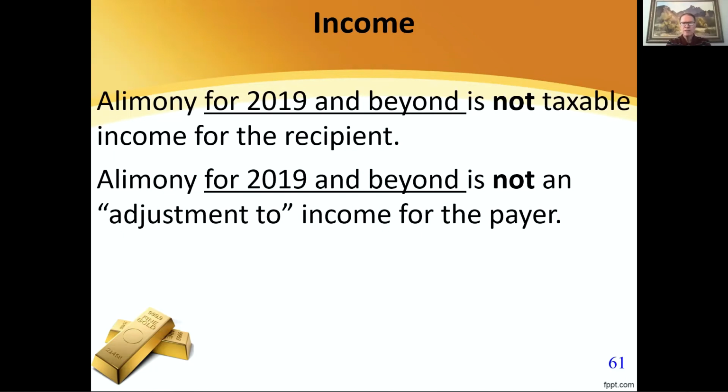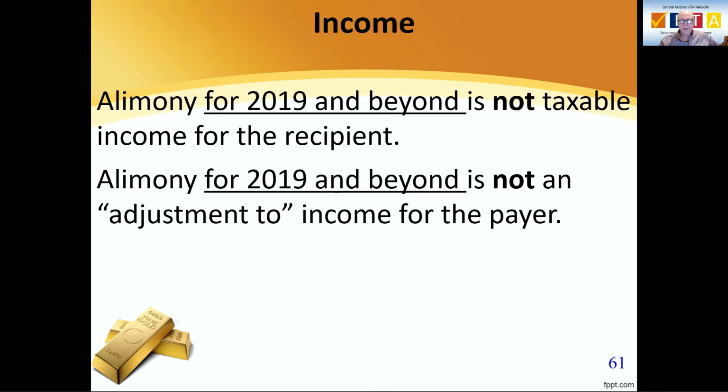For 2019 and beyond, alimony is no longer taxable income. We don't even count it. We don't put it any place. And alimony for 2019 and beyond is not an adjustment to income. In other words, if someone comes in and says, I'm paying alimony, and they had their divorce in 2019 or 2020, we don't care. It's not reported. It's not put in. But if it occurred prior to 2019, yes, we have to deal with it. That's the big change in how alimony is taken care of. Let's go to the next slide.